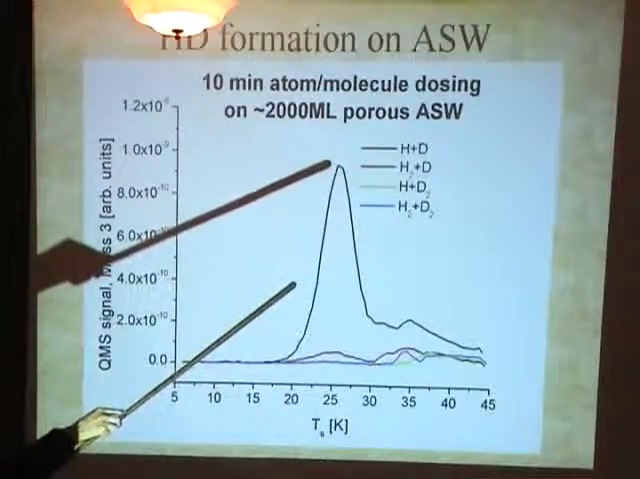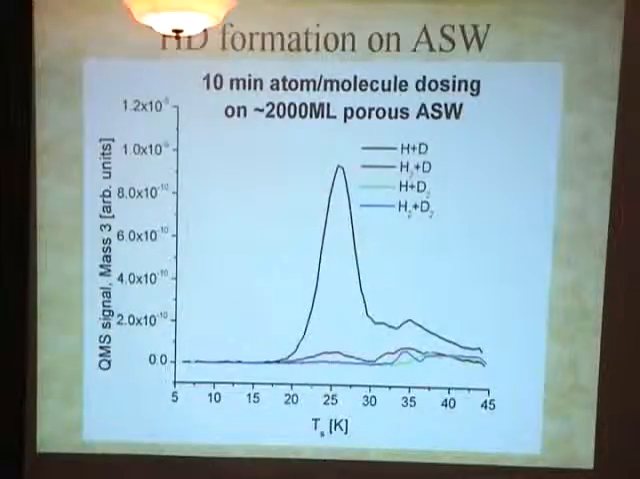At that point, we begin to deplete the surface, so there's no more atoms left, no more molecules left, the signal goes down there. The traces in color are what we see with both atomic hydrogen and atomic deuterium. You can see we only get a big signal in the case when we have both two species present.